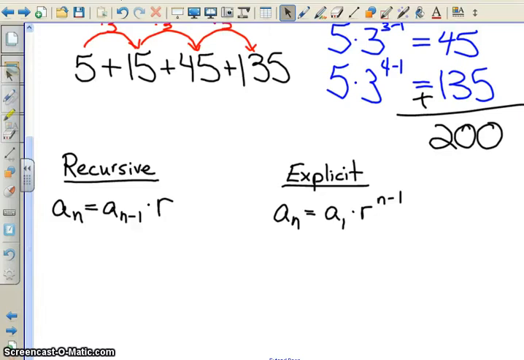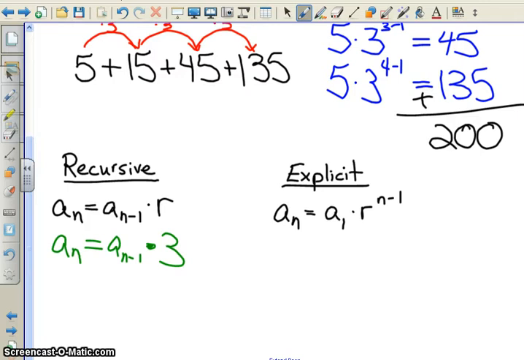The recursive definition is not so helpful. It basically shows us the pattern. So in this case, a sub n, the next term, is a sub n minus 1, or the previous term, times our common ratio of 3. So that just shows that to find the next number, we need to multiply the previous number by 3. And we're going to keep multiplying by 3 to continue the pattern going.